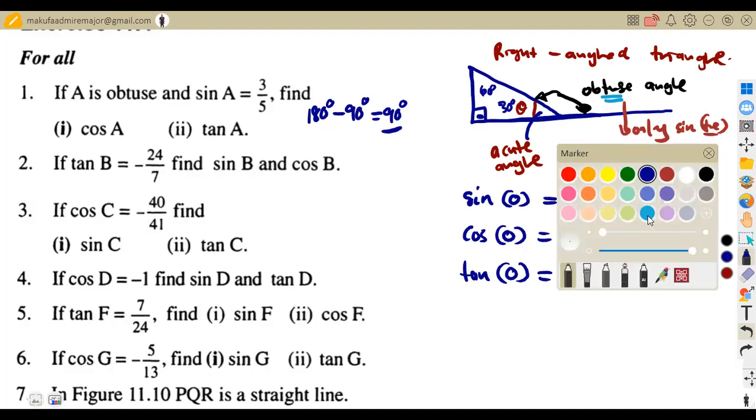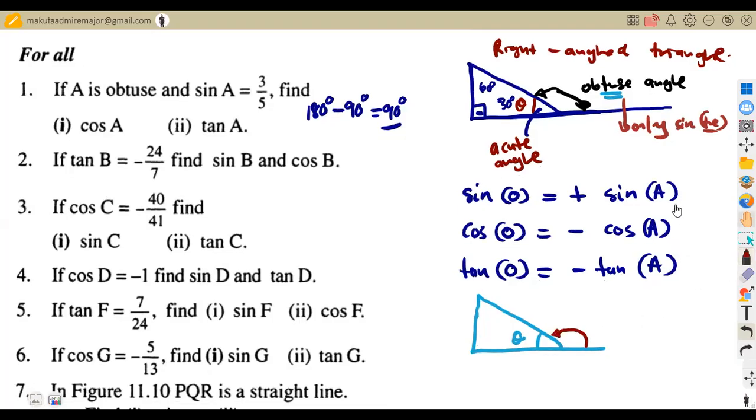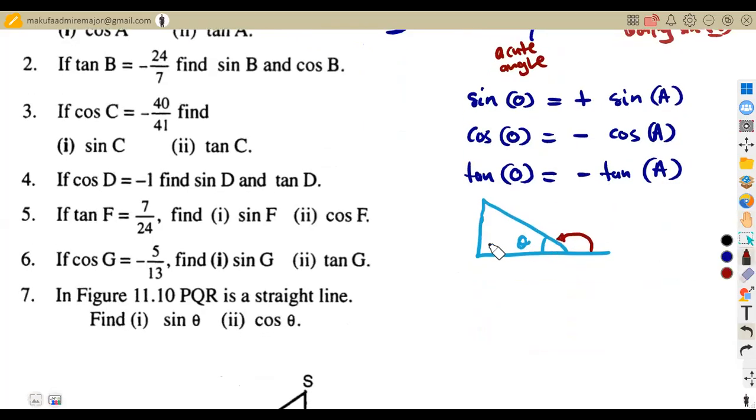Some of us are confused about this part. If this angle is referred to as theta, then they will ask you to find the value of cos of 180 minus theta, or whatever you are given, because remember, this is just a straight line. So if this angle is theta, the angle outside here is going to be 180 minus theta. If this angle is 50, how do you determine this one? You subtract this angle from 180. So it's going to be 180 minus 50.